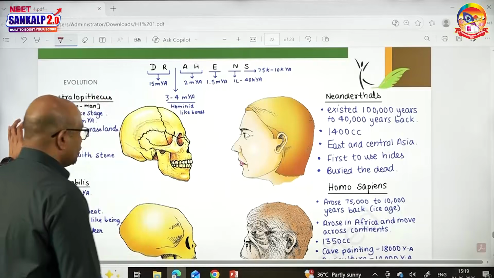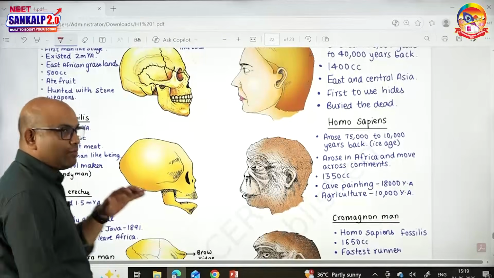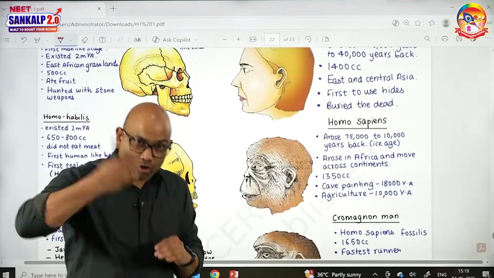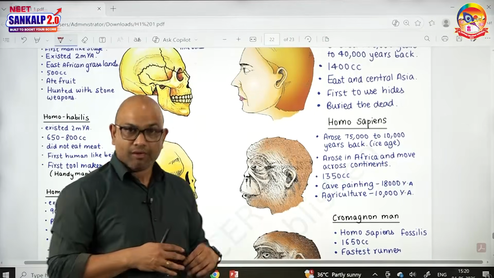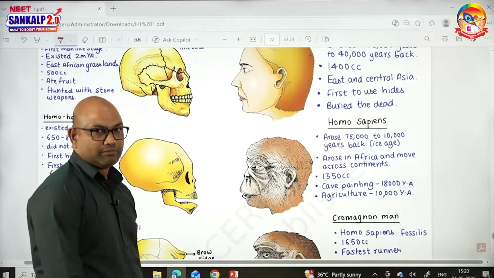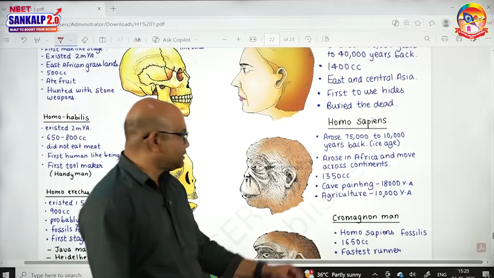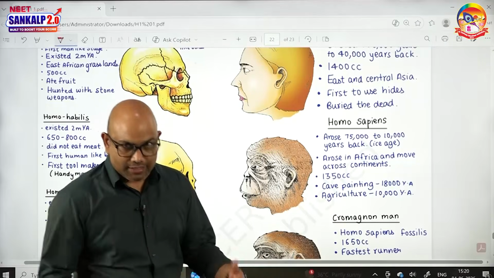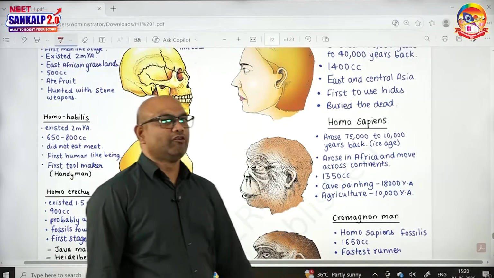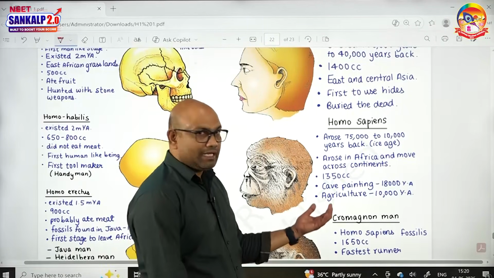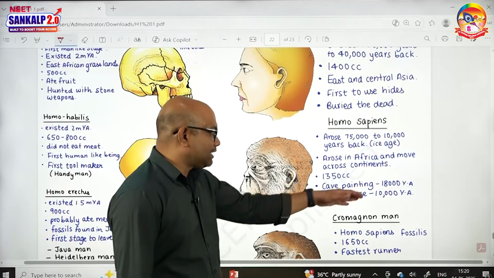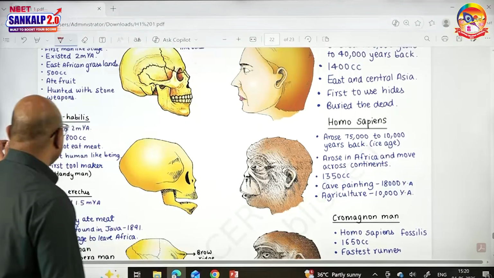Next is Homo sapiens. Homo sapiens arose in Africa and moved across continents and developed into distinct races. When we talk about modern man, Homo sapiens sapiens, that is modern man. Modern man arose nearly 75,000 to 10,000 years back in the Ice Age. Cranial capacity of modern man on average is 1350 cc. 18,000 years ago, this Homo sapiens stage started prehistoric cave paintings. Such prehistoric cave paintings we have seen recently in Bhimbetka rock shelters in Madhya Pradesh. And agriculture started around 10,000 years ago.